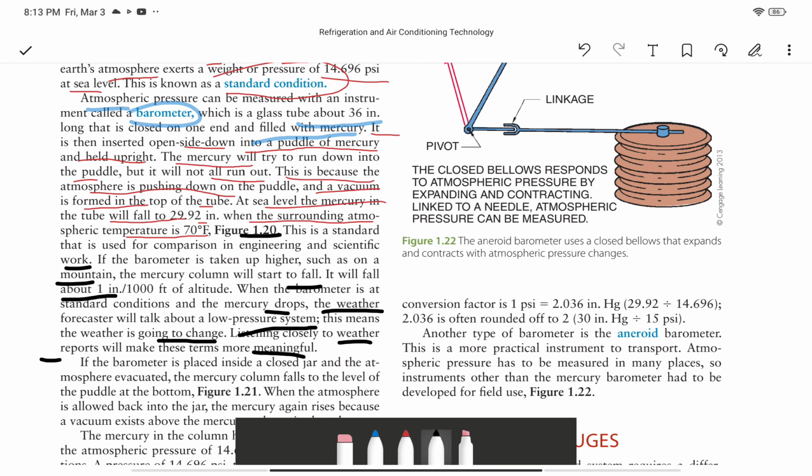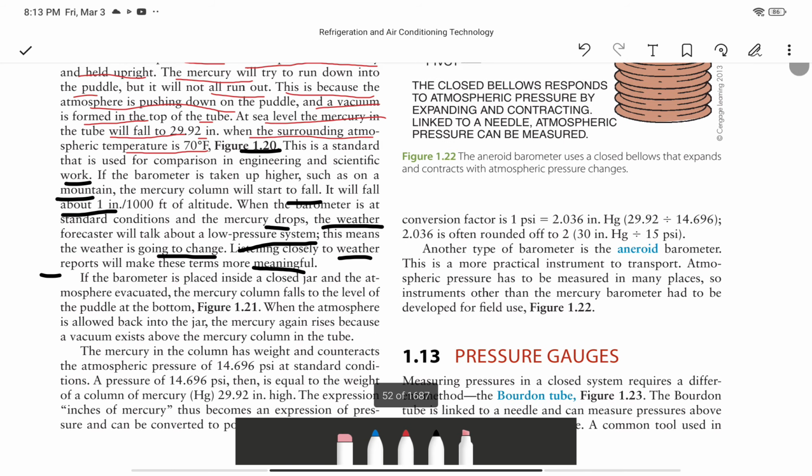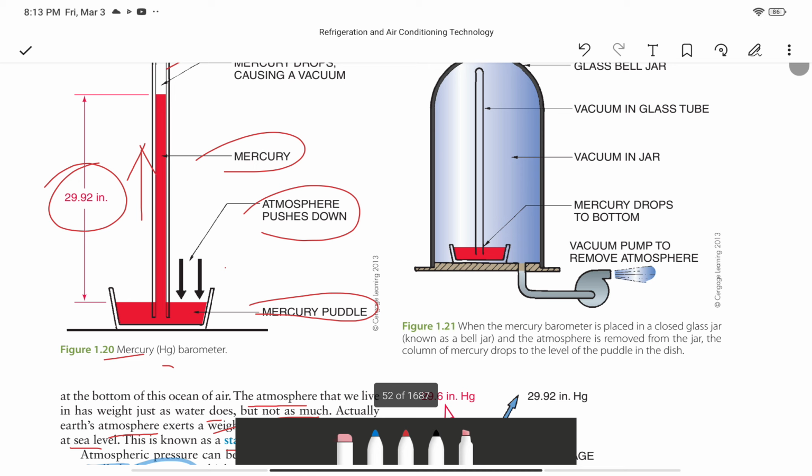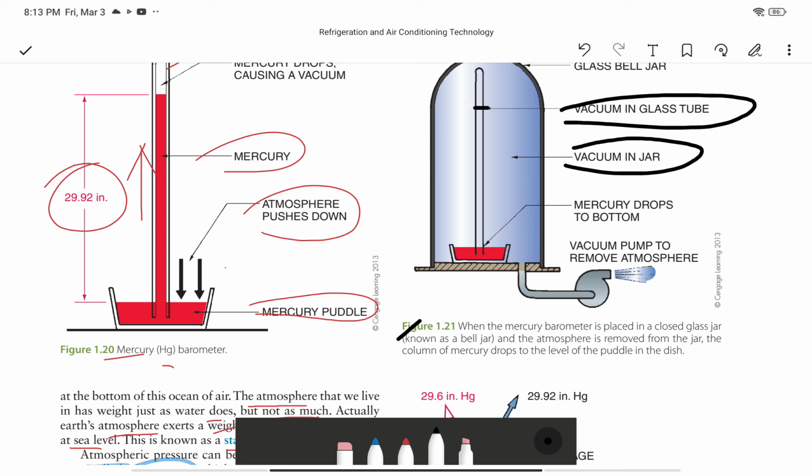Okay? So in figure 1.21, we have here figure 1.21. When the mercury barometer is placed in a closed glass jar, this is a closed glass jar. You have a vacuum tube, this guy here. This is your glass bell jar. You have mercury at the bottom, and then a vacuum pump to remove the atmosphere.